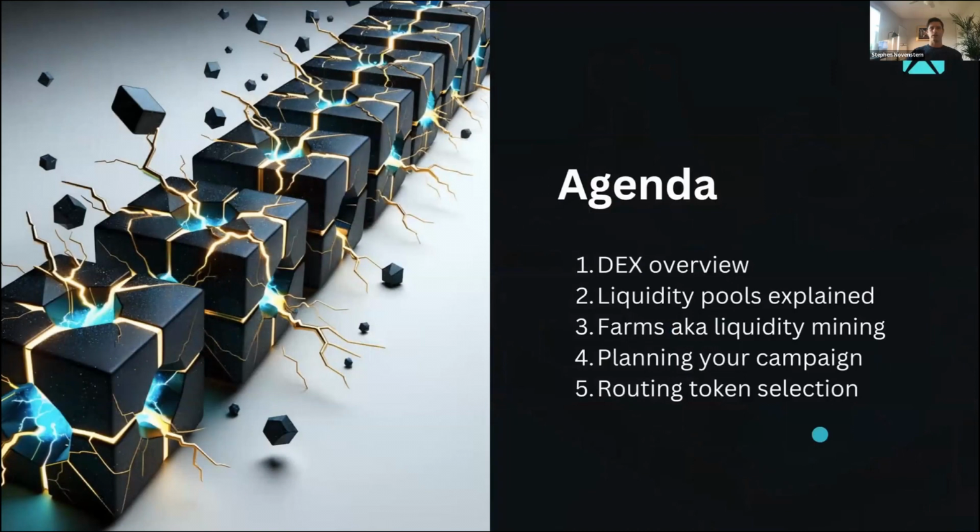Like you saw before, we'll break this into 5 sections: a DEX overview, going through liquidity pools, building up to talking about farms, actually planning a campaign, and how to look at selecting routing tokens.